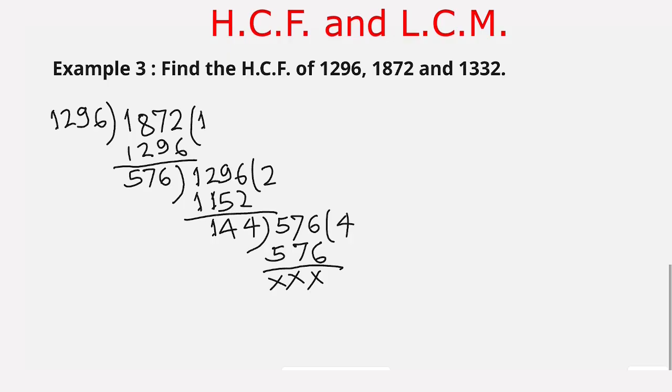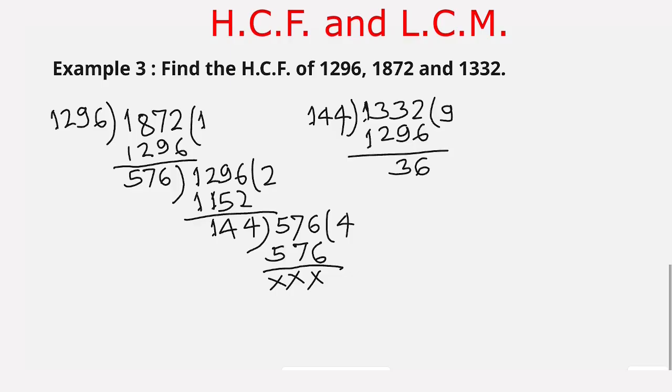1296 and 1872. Now we will find the HCF of this 144 and 1332. So we divide 1332 by 144. 144 divides 1332 for 9 times, and 9 times 144 is 1296. On subtracting we get 36 as remainder.